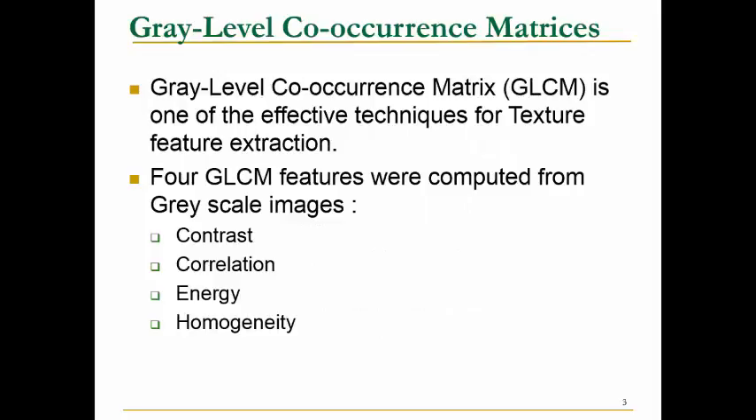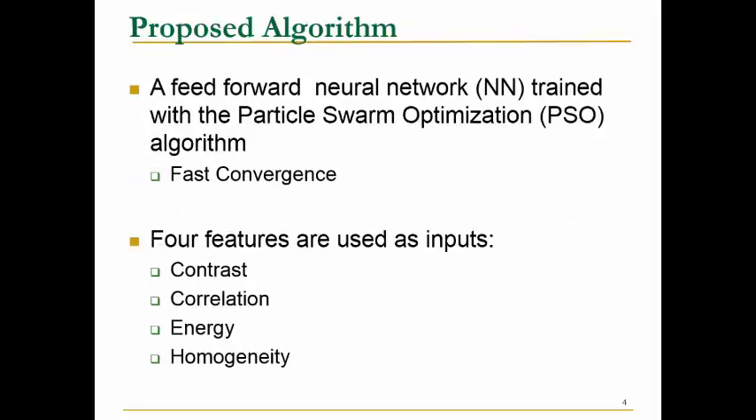Gray-level co-occurrence matrices. Gray-level co-occurrence matrix, GLCM, is one of the effective techniques for texture feature extraction. Four GLCM features were computed from grayscale images: contrast, correlation, energy, homogeneity. Proposed algorithm: a feed-forward neural network trained with the particles from an optimization algorithm. The algorithm guarantees fast convergence.